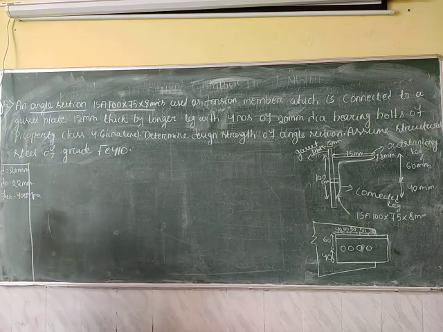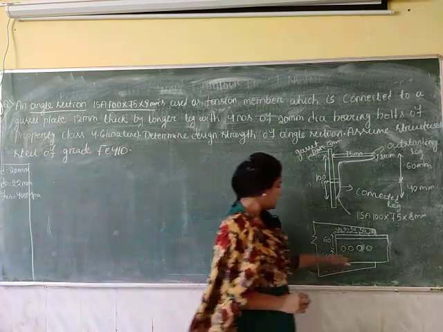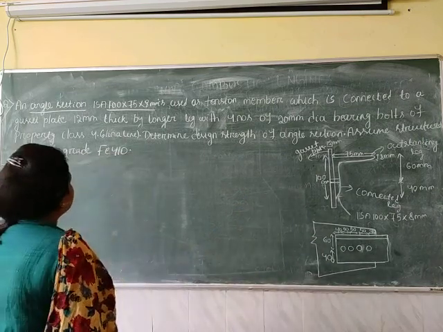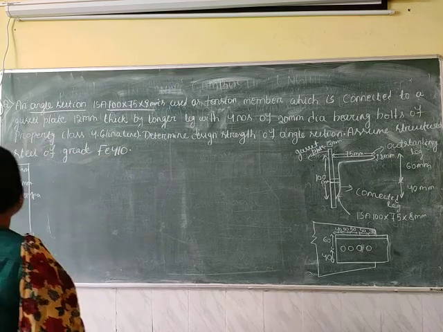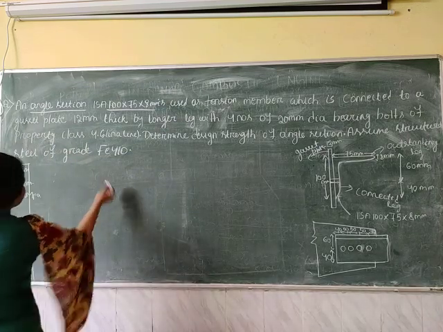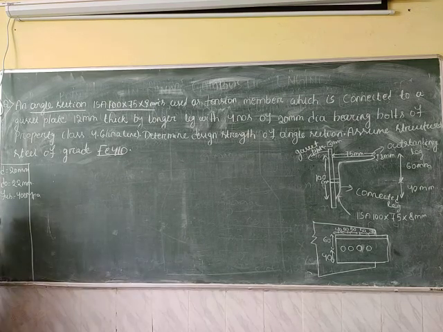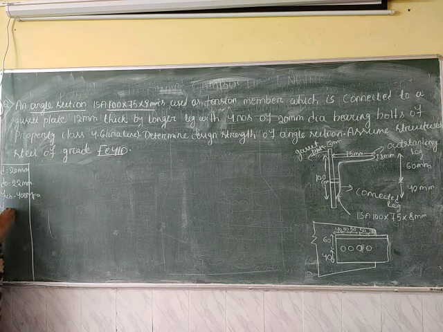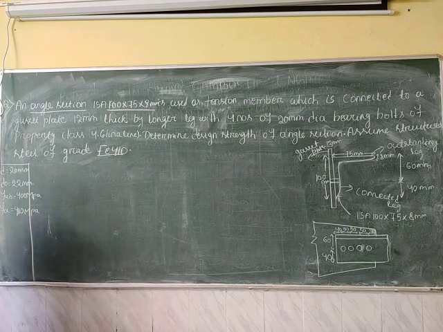Okay. And the bolts are aligned in a line. Okay. So, here you can see the bolts are aligned in the same line, in a line. Okay. Then determine design strength of angle section and assume structural steel of grade Fe 410. Okay. So, the ultimate tensile strength of the steel member is here 410 MPa. Okay.